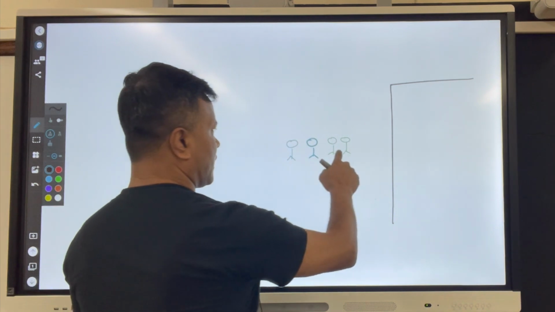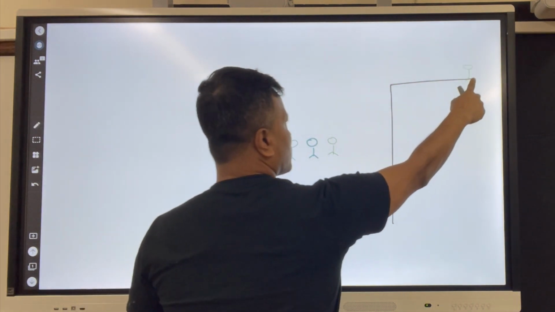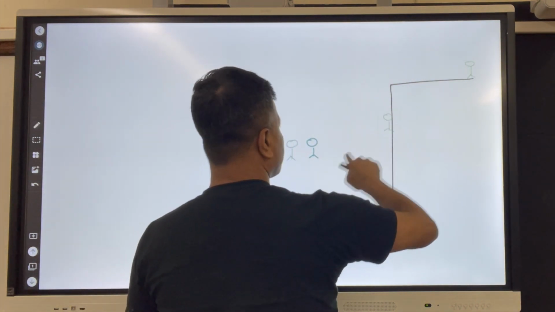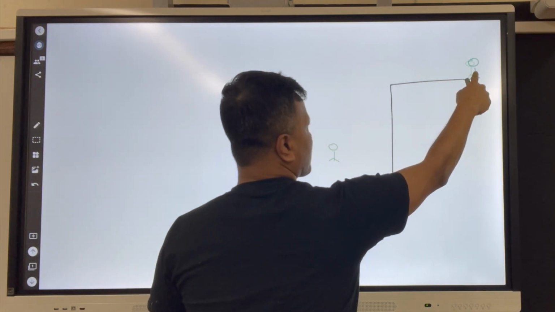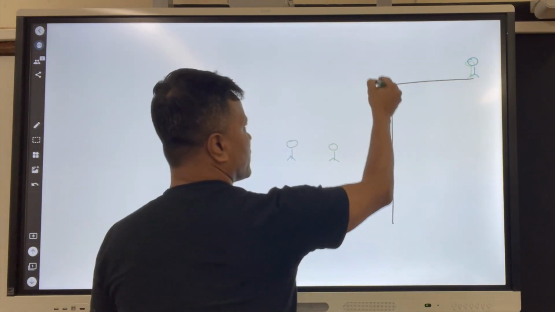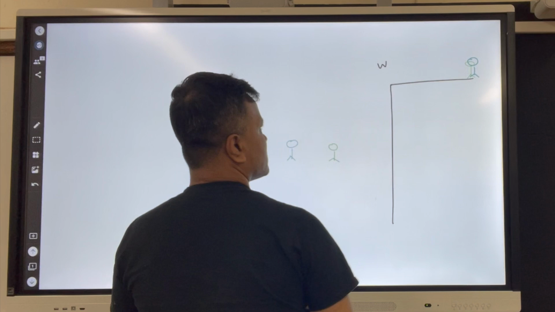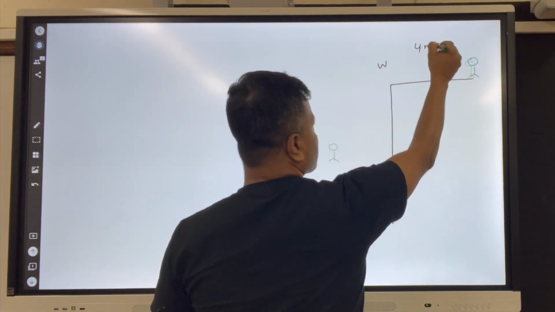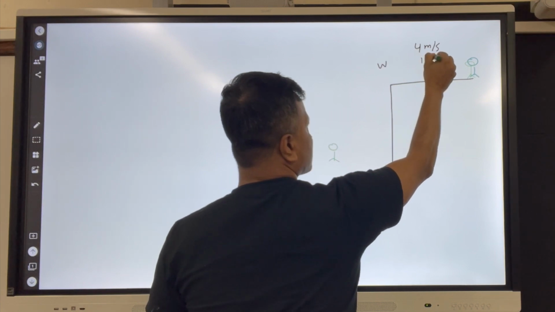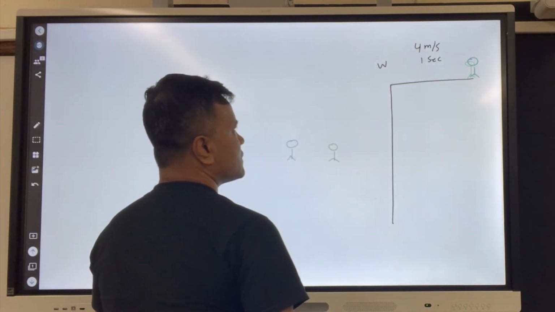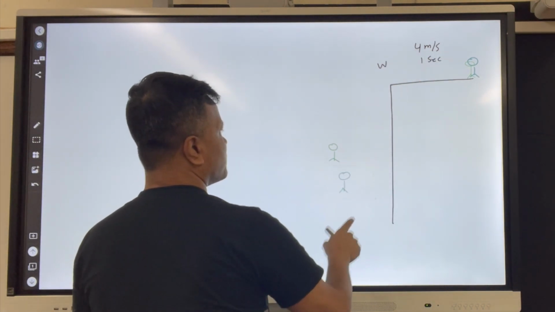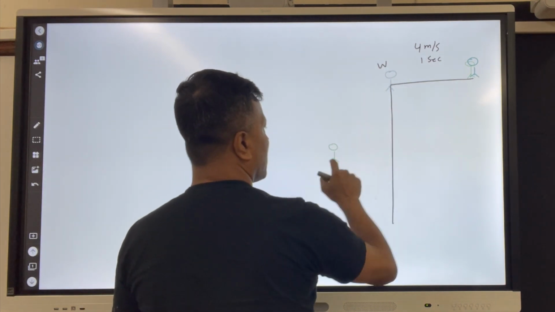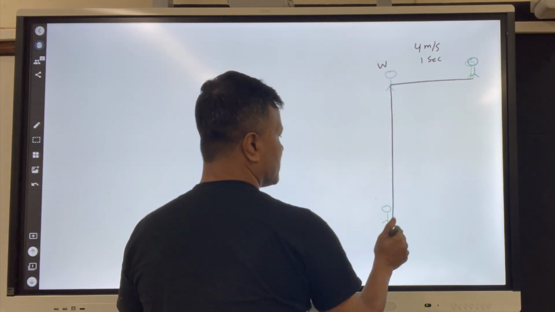Number 1, I have a building. The two people start moving to the west with a constant velocity of 4 meters per second, spending only 1 second. One person, the blue person, ended up right here. However, the green person ended up right over here.